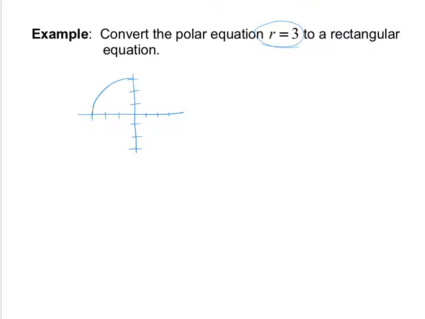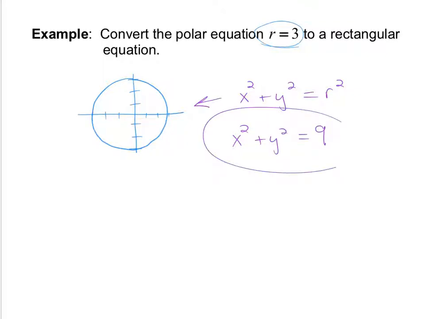And that is going to be a circle of radius 3. All of these points are 3 units away from the pole. In other words, r equals 3. I can use any angle I want because this doesn't tell me anything about theta. So let's take what we know about this and write an equation. The equation for a circle centered at the origin is x squared plus y squared equals r squared. And in this case, r is 3, so my equation is x squared plus y squared equals 9.